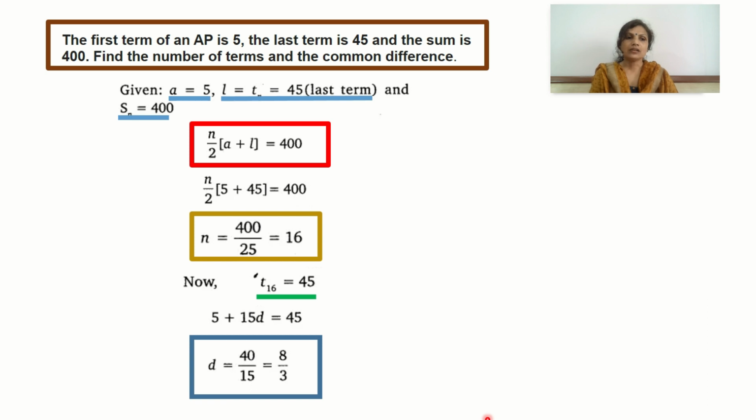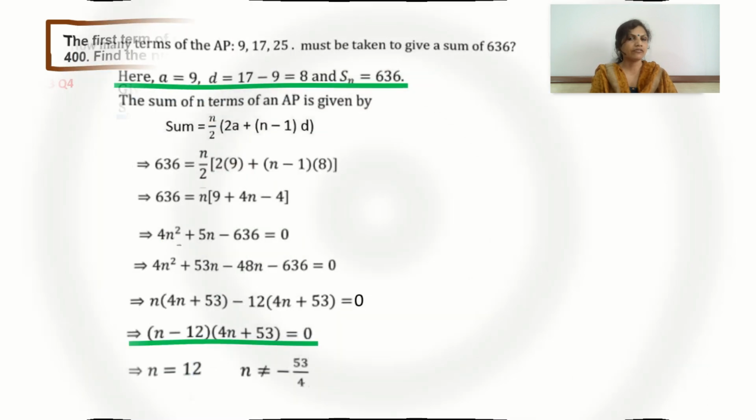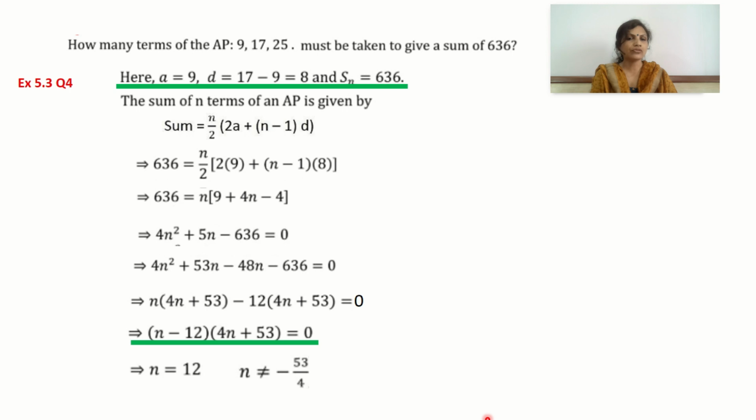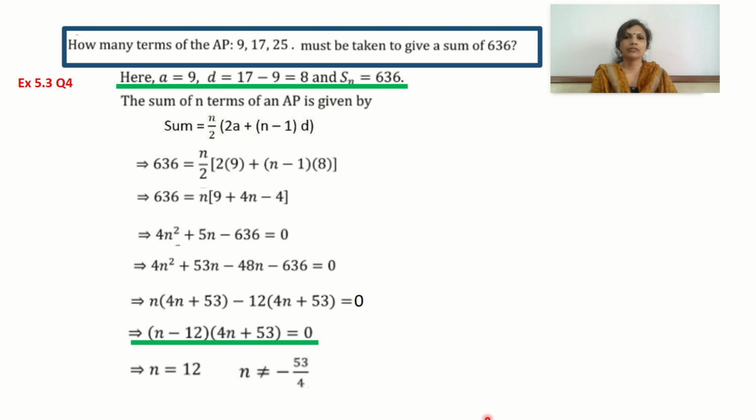Now this is question number 4 from exercise 5.3. This was the doubt which was asked. So have a look at this. How many terms of AP 9, 17, 25 must be taken so as to give the sum of 636? You are given an AP. You are asked how many terms you will take from this AP so that the sum of the AP will come equal to 636.